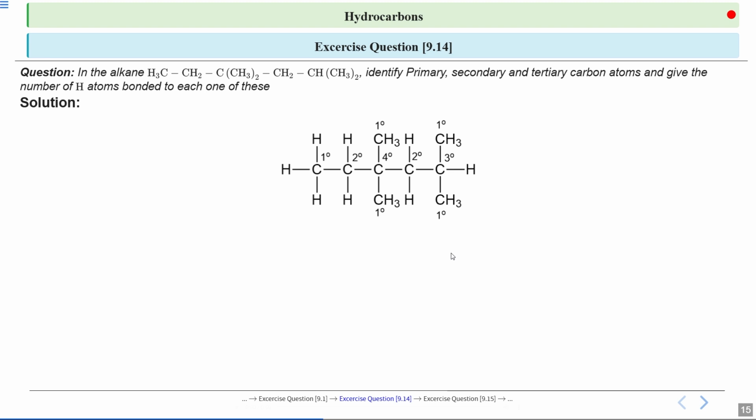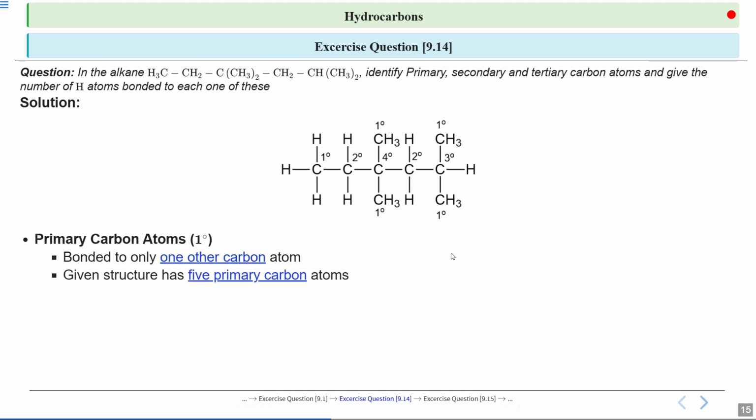Here is the image that represents the open structure or expanded structure of the alkane that is given in your question. Here, beginning with the primary carbon atom. The carbon atom which is bonded to only one other carbon atom is recognized as a primary carbon atom. So, they have distinct bonding characteristics. The given structure has 5 primary carbon atoms. You can see 1 degree is written on 5 carbons.